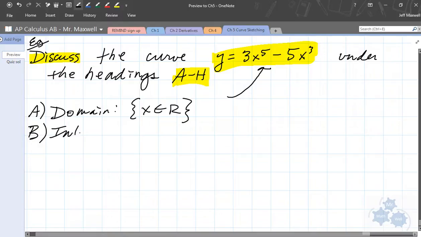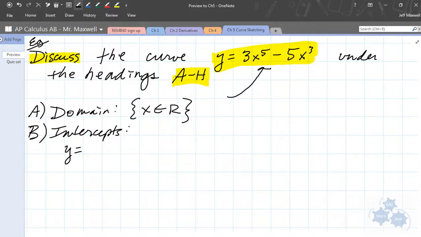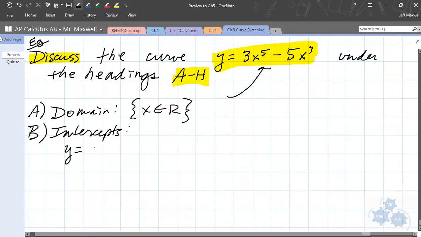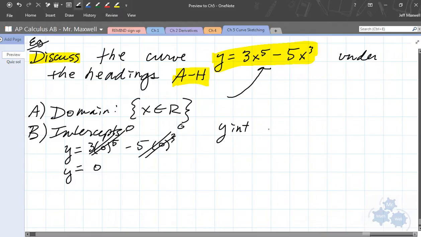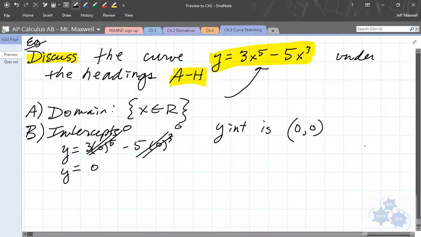B. B talks about what? Intercepts. Okay? Now, which one do you want to find first? Y-intercept? This one's easy to find. There should only be one y-intercept if it's a function, right? This is a function. It's continuous because there's no restrictions. There should be one y-intercept somewhere. So we say 3 times 0 to the 5 minus 5 times 0 cubed. If we evaluate that, that's 0 minus 0. Y equals 0. So the y-intercept is (0, 0). Or you could just say y equals 0.